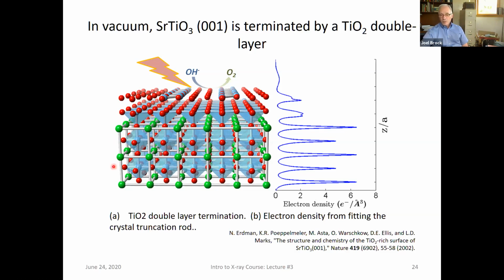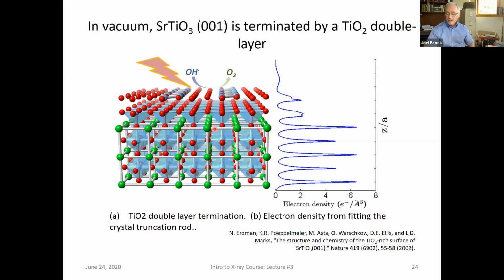Strontium titanate is a perovskite structure material, a perfect crystal. You see it down here. When you truncate the crystal in vacuum, it gets a titanium dioxide double layer on top. What intrigued us at the time is that strontium titanate could catalyze the splitting of water using visible light. It wasn't a great catalyst, but it was a catalyst, and so we wanted to figure out what was going on with that.